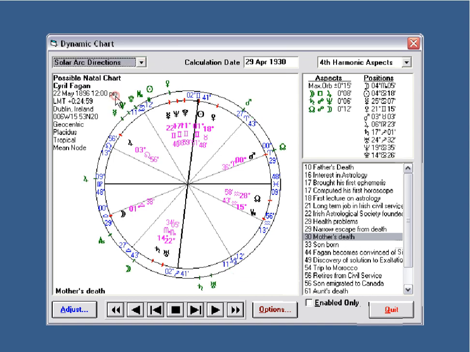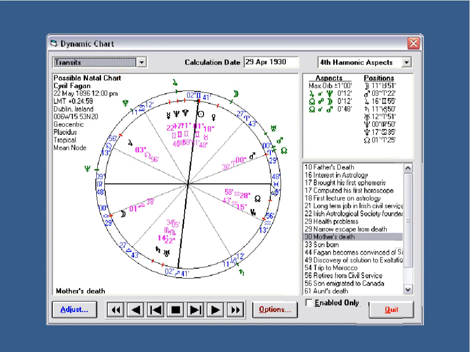What were the solar arcs going on when his mother died? The moon was square Jupiter. Look at that, the Saturn opposing the Neptune. This is solar arc, the node opposing the moon. Now you see some of those are relevant for his birth time and some are not. And what you've got to do as an astrologer is think, well, which ones are relevant for the birth time? What's it telling me?